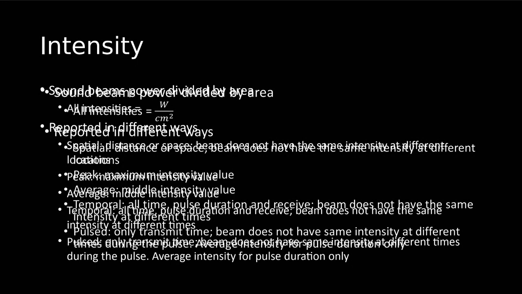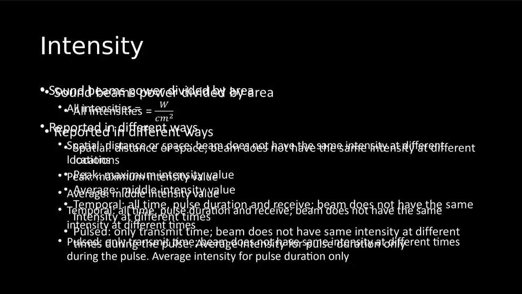With peak, that is going to be our maximum intensity value. With average, of course, that's going to be our average or our middle intensity value. Temporal is always talking about time. So spatial is always space or distance or length. Temporal is always going to be time. So this is taking into consideration the intensity of all time of that sound beam or that sound wave or that pulse that we sent in.